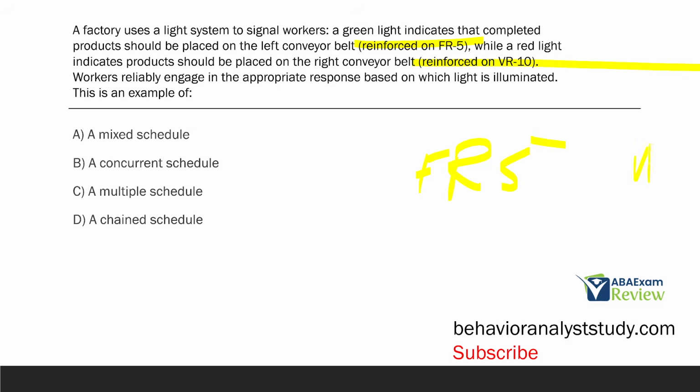FR5, VR10. When is the FR5 active, right? When a green light is lit, okay? So this is the green light. The red light indicates what? VR10. So do we have an SD signaling which schedule is available? Well, clearly, green light says FR5, red light says VR10. So what kind of schedule would this be? Because they're not happening at the same time, right?